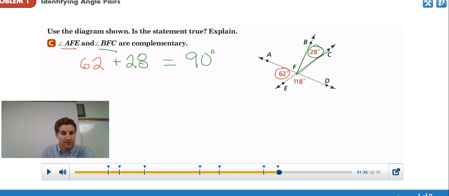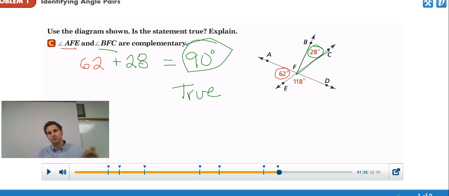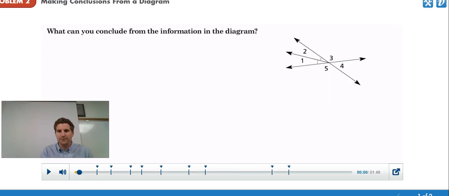Is it okay they're not adjacent? That's fine. That is correct. So this is a true statement. Okay? Let's move on. Okay, number 2.